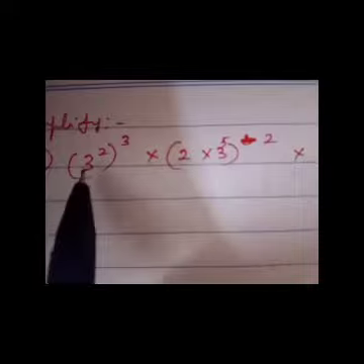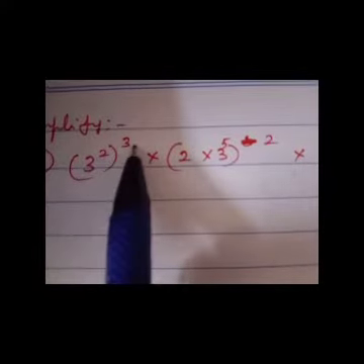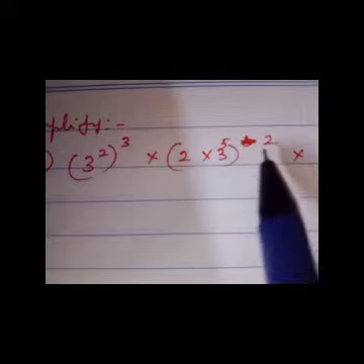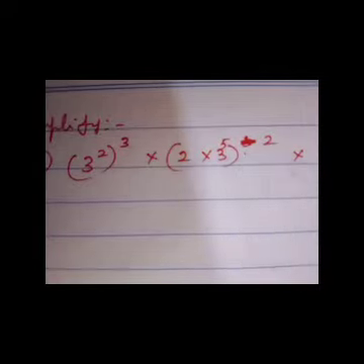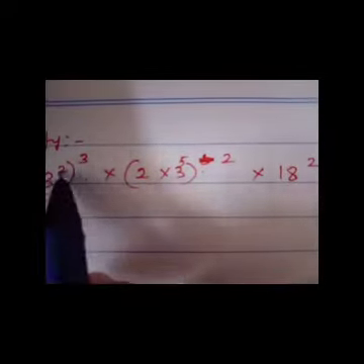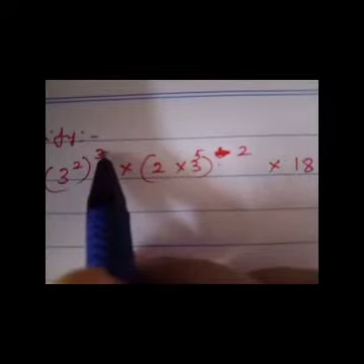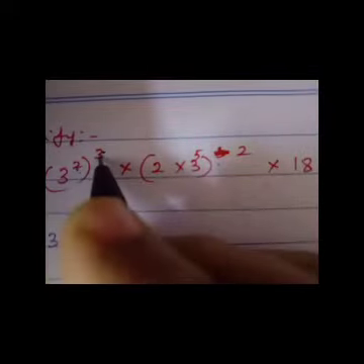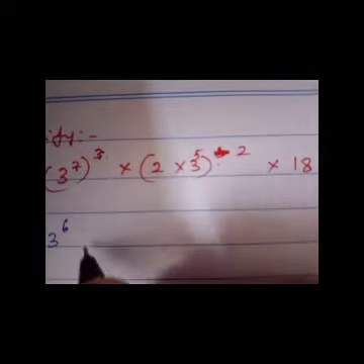Now your question is 3. Simplify (3^2)^3 into 2 into (3^5)^-2 into 18 by 18^2. So here it is power of power. Power of power means you have to multiply the powers. 3^2 into 3 is 3^6.